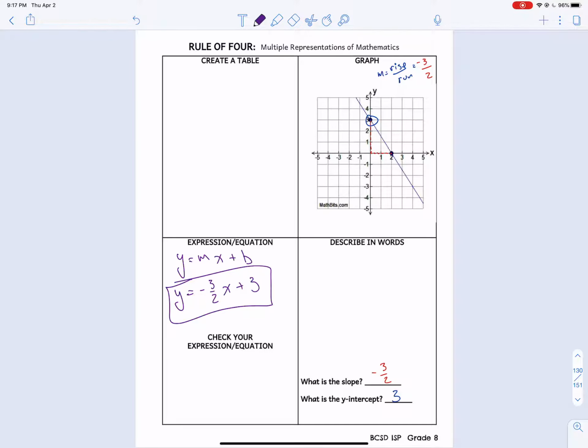All right, and then the table. So it's kind of like we did the previous day. Just look at our graph. We have 2 points given. Here's another point where the line crosses the grid exactly. So there's 3 points right there. We have 0, 3. We have 2, 0. And we have 4, negative 3. So that's it. Put those 3 points on your table and you're done.